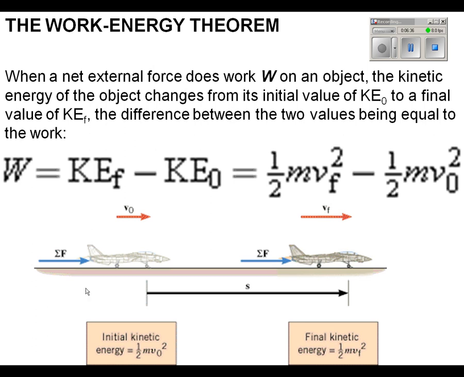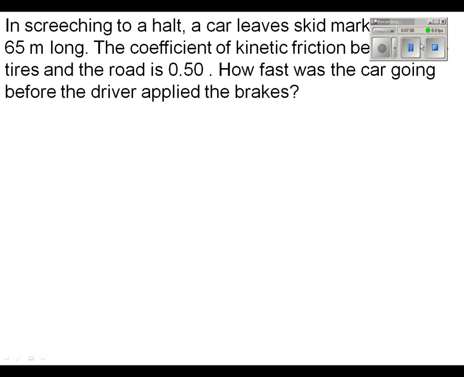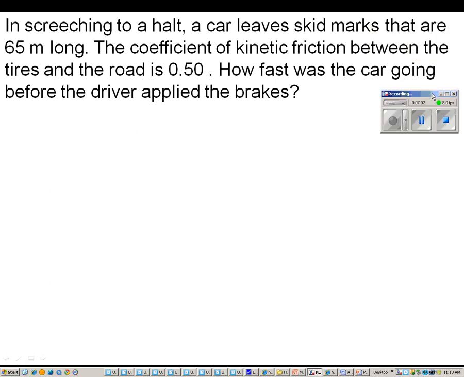So here, for example, there's a thrust force by the engines of this jet, and we have an initial velocity and a final velocity. If you find what the two kinetic energies are, the difference between the two will give you the work done by the engines. So we're going to try a couple of problems here.